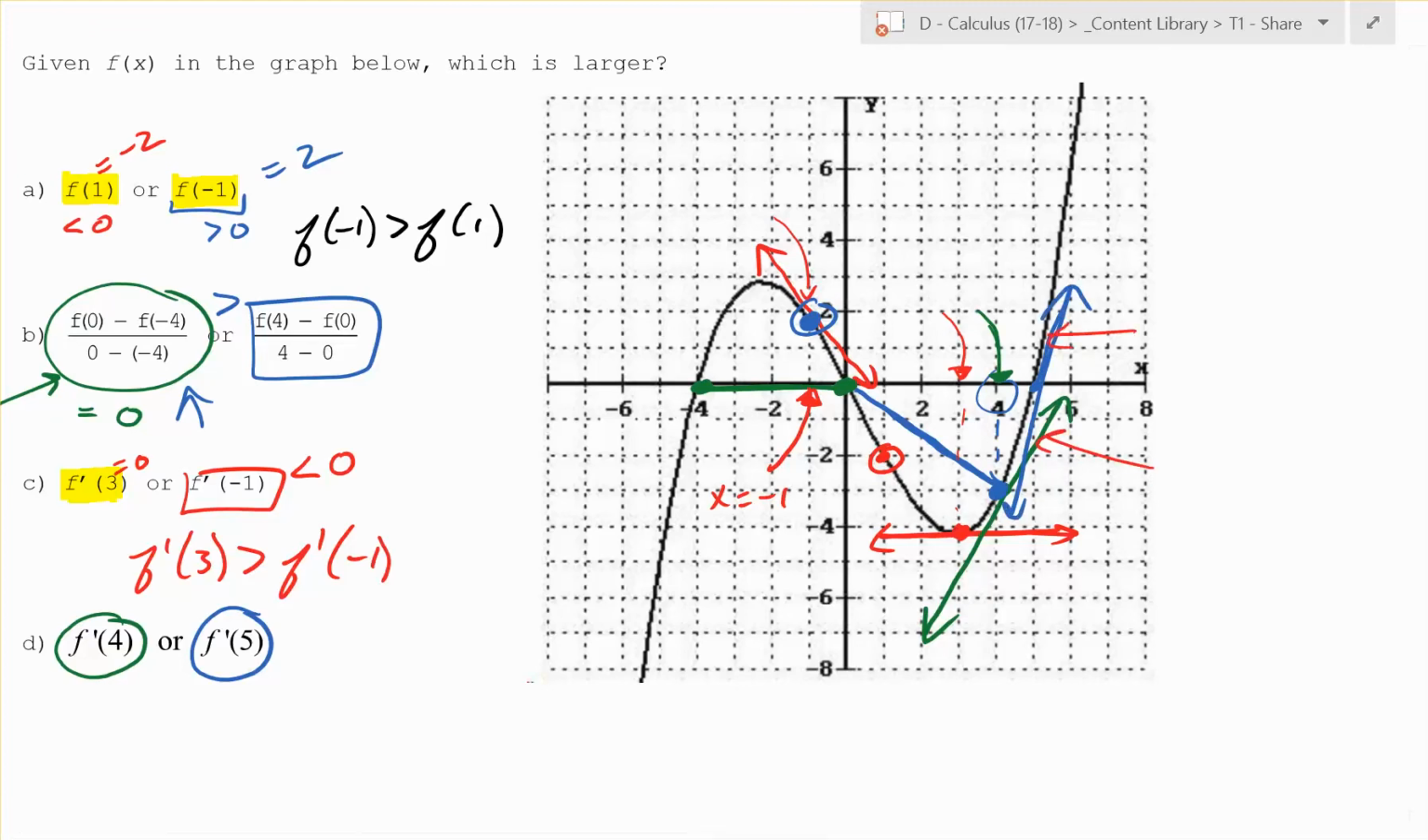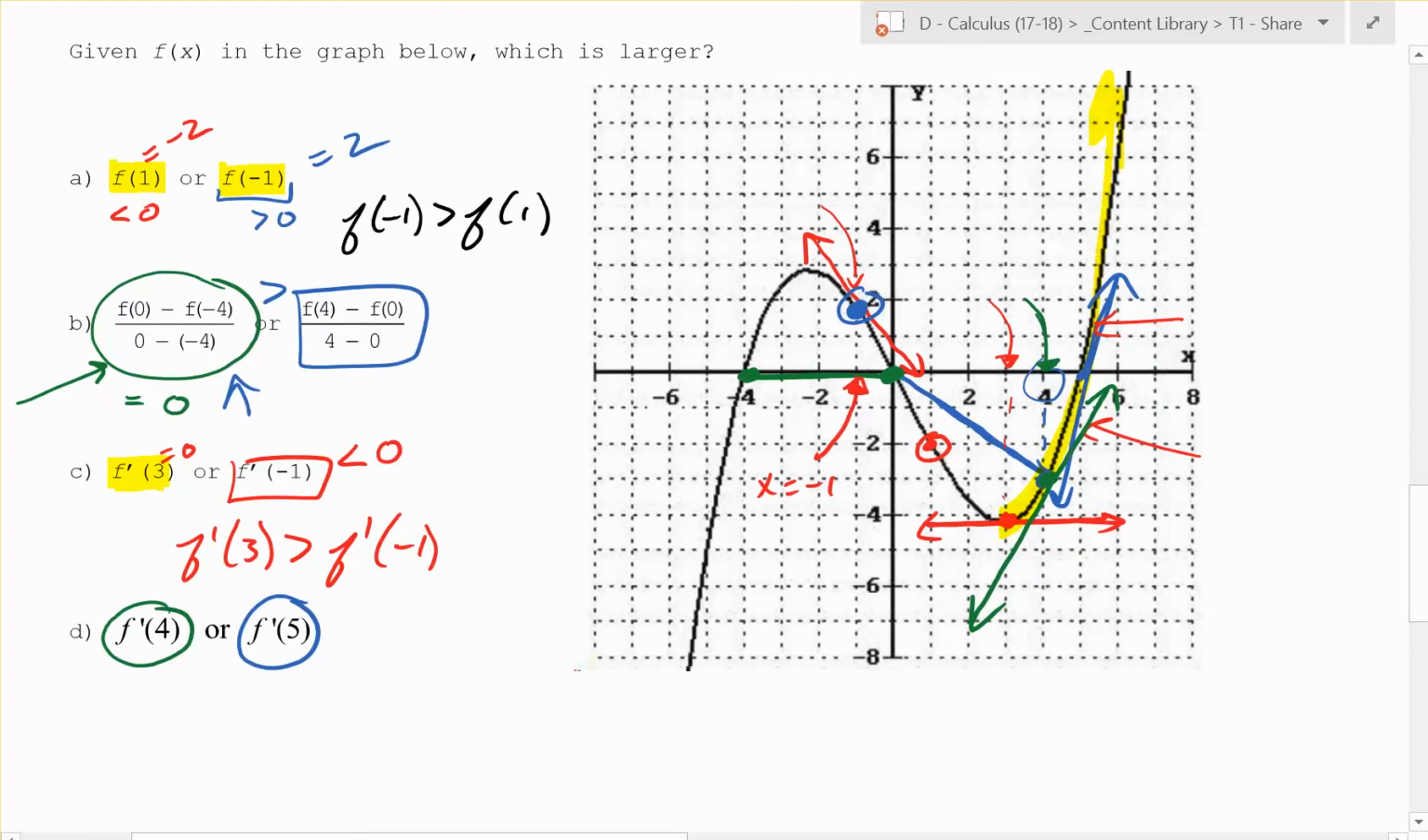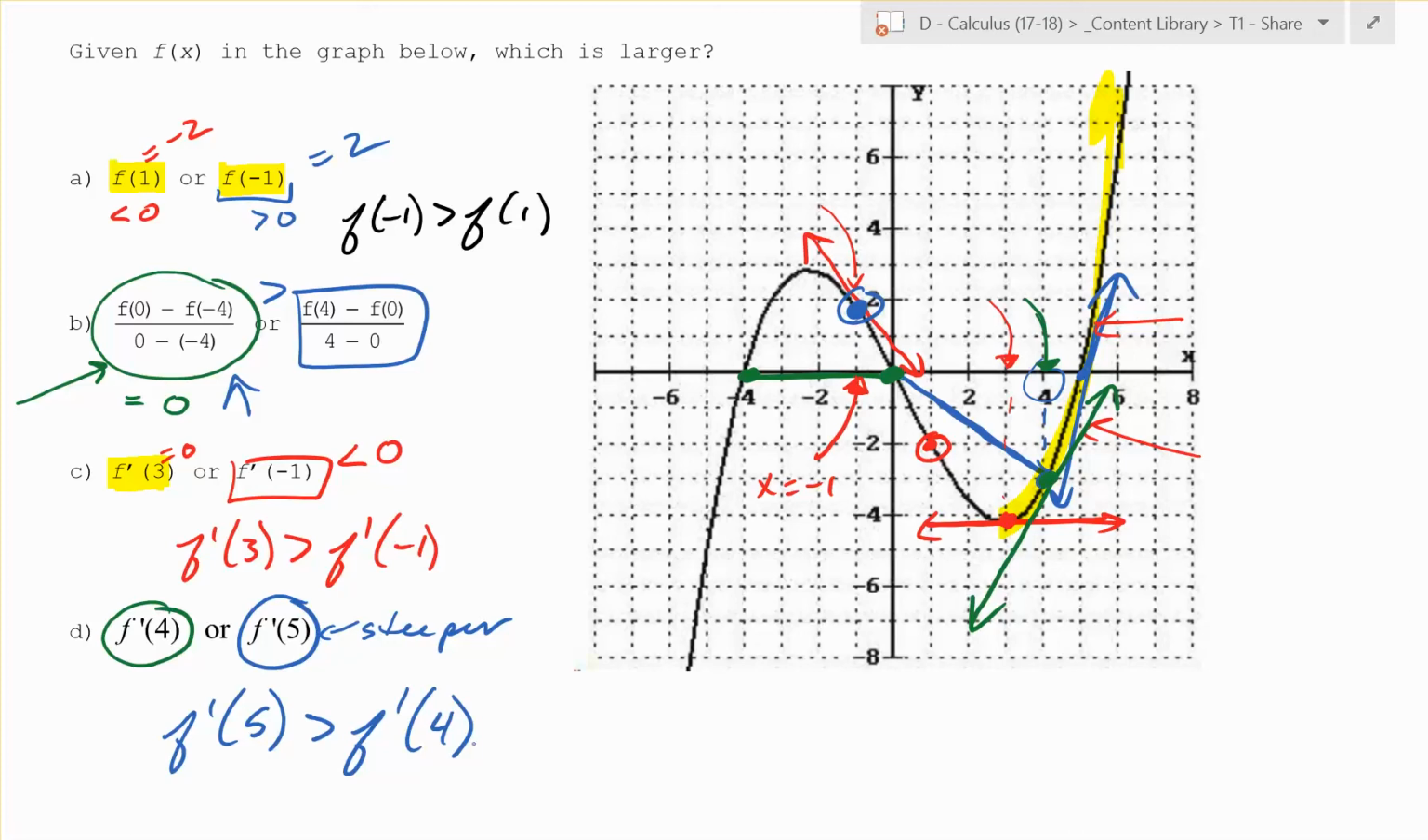It really looks like this whole function is getting steeper, so the tangent lines are getting steeper. So the blue tangent line, the one at 5, is going to be steeper than the one at 4. So therefore f prime of 5 is going to be greater than f prime of 4. Keep in mind, we don't know exactly what all of these are. We're doing it by relative comparison. Negative is less than 0. 0 is going to be less than anything positive.